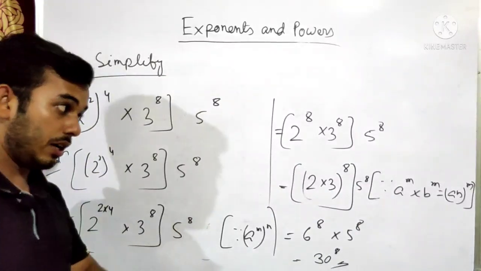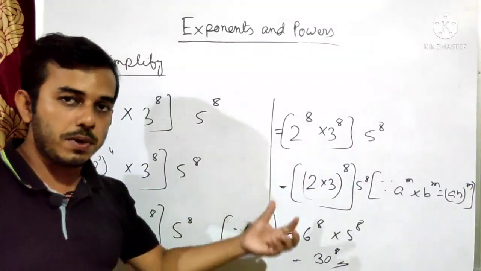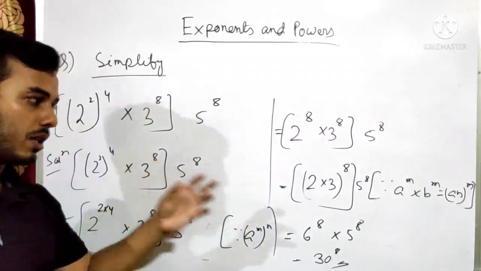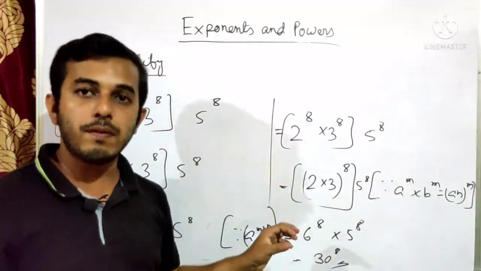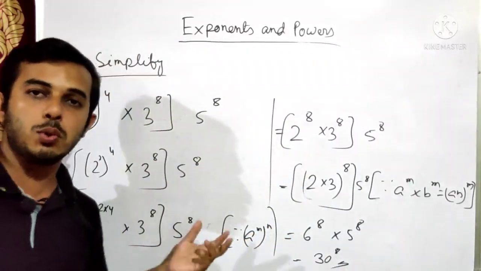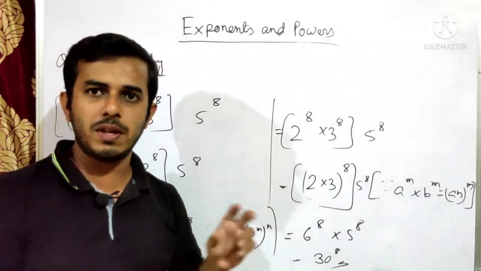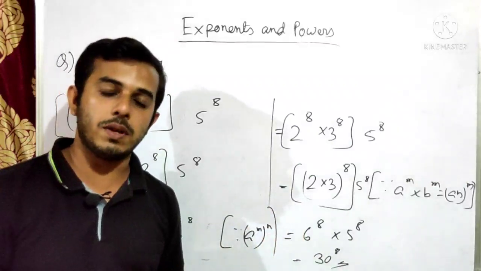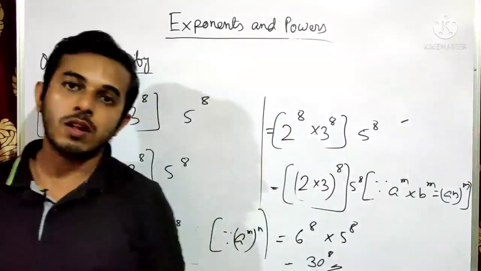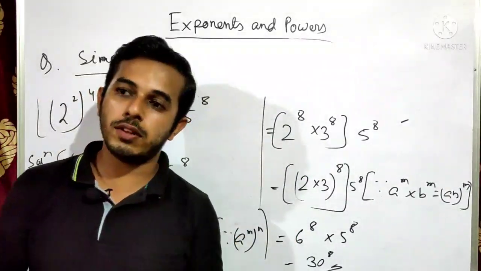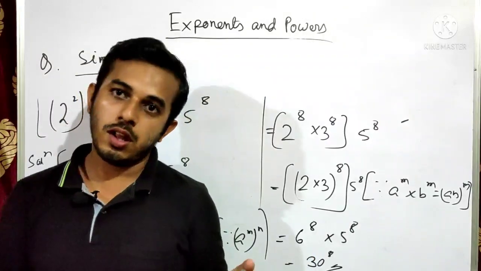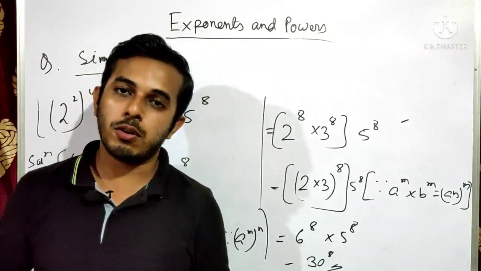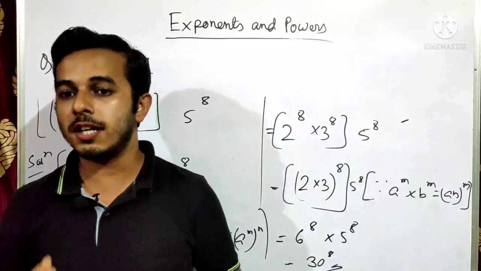In this case we have used a different formula, isn't it? In the earlier one it was a to the power m into a to the power n, that is the same base with different powers, but in this case the power is the same with different bases. Clear? Okay, so now let us simplify one more exponential form, and then I hope you will understand better.